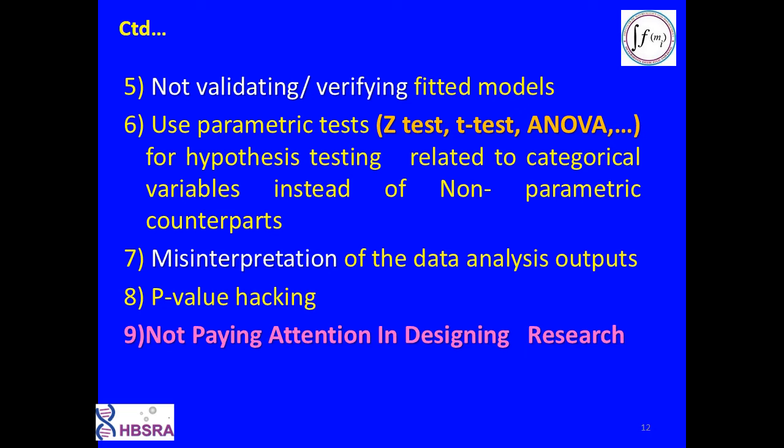And another issue is using parametric tests like Z-test, T-test, and ANOVA for hypothesis testing related to categorical variables. Categorical variable means if the variable is measured using a nominal or ordinal scale, they are categorical data. Then non-parametric tests have to be used for them, but researchers across the world use these parametric tests.